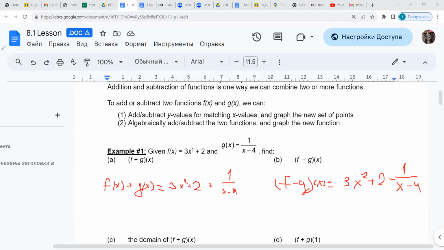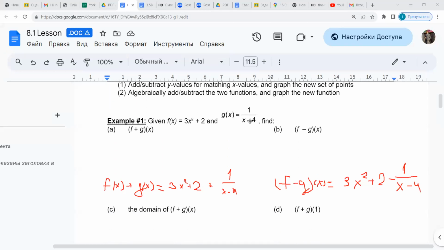Okay, great. Now we have to talk about the domain of f plus g of x. What can we tell about the domain of this function? The range of this function is not quite clear to me yet, but the domain is mostly defined by those values that x could take. Domain is the horizontal line, right?